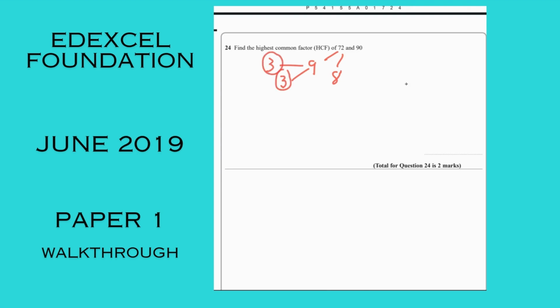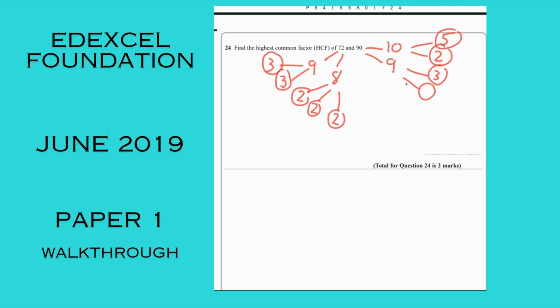Prime numbers. And 8, don't mind a 3-way split, is 2 times 2 times 2. Just ends it a little bit quicker. 90, if it ends in 0, always go for 10. 10 splits to 5 2s. 9 splits to 3 3s.